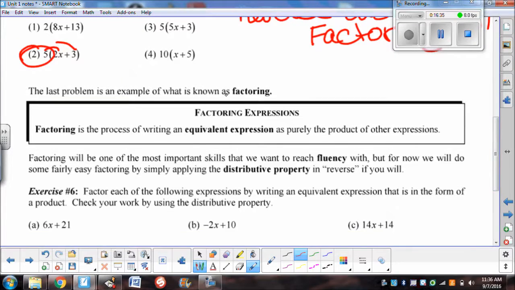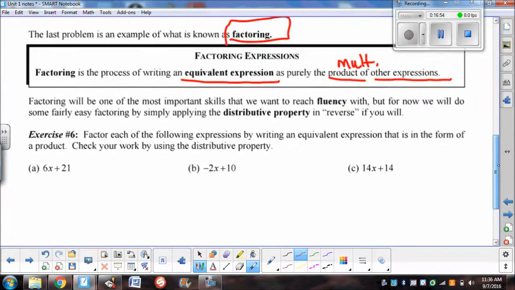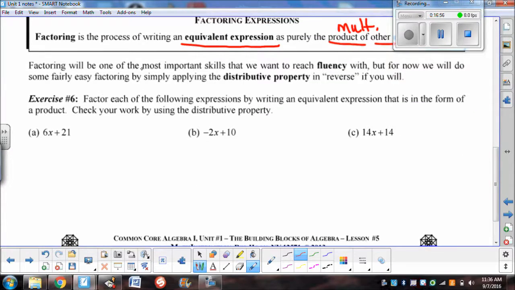So it says the last problem is known as factoring. Factoring is the process of writing an equivalent expression as purely the product of other expressions. Product means to multiply. So you're showing that multiplying two expressions. So factoring will be one of the most important skills that we want to reach fluency with. Okay, we want it to become automatic. Okay, so remember that it's the reverse of the distributive property.